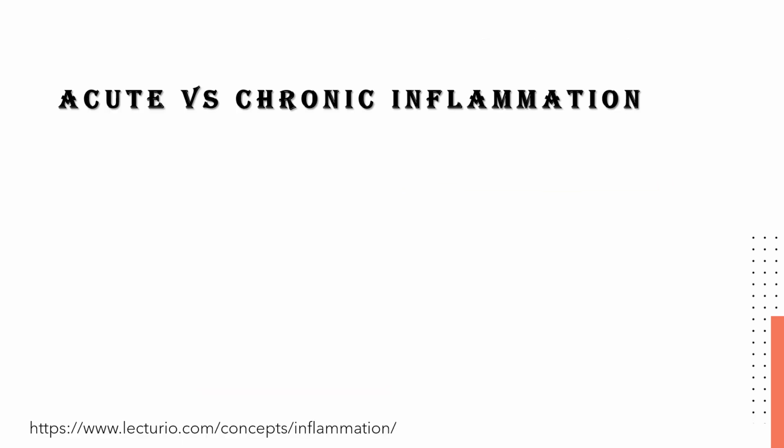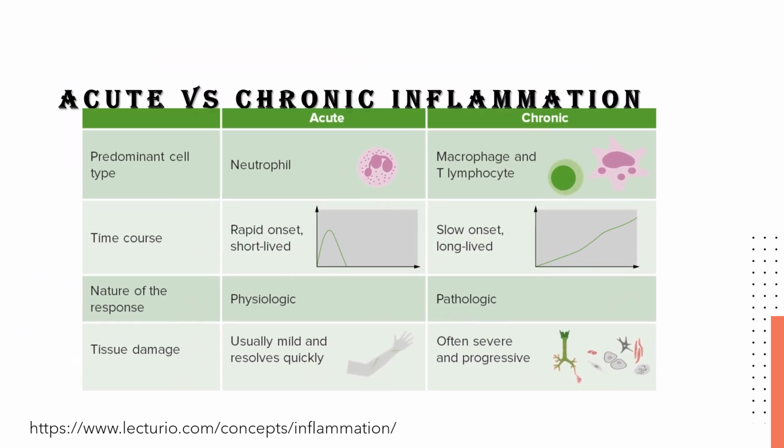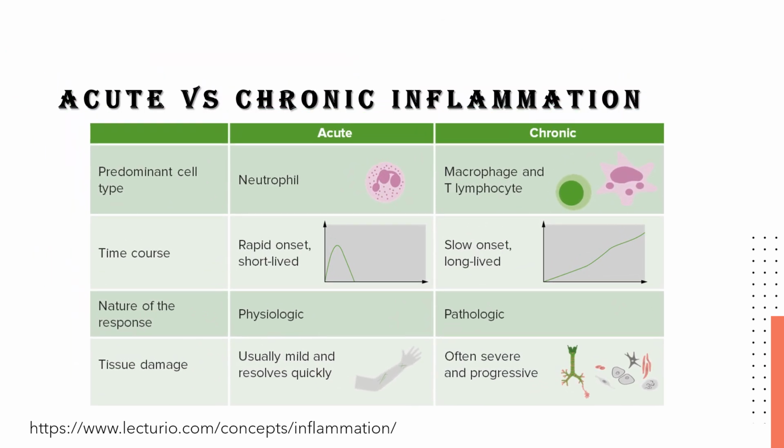Before we move on to acute inflammation in detail, it is important to understand the differences between acute and chronic inflammation. In acute inflammation, the time course is of rapid onset but it is short-lived, whereas in chronic inflammation, it is of a much slower onset but it is more long-lived. The predominant cell type in acute inflammation is the neutrophil, whereas in chronic inflammation, it is macrophages and T lymphocytes. The nature of response in acute inflammation is physiological. In chronic inflammation, it is almost always pathological.